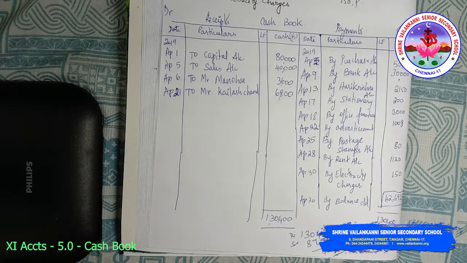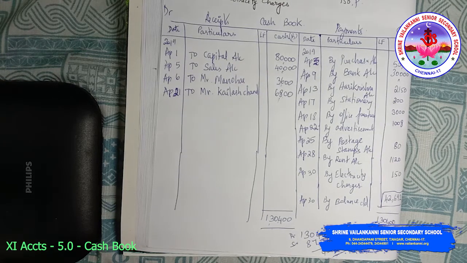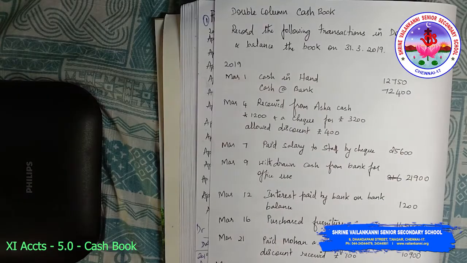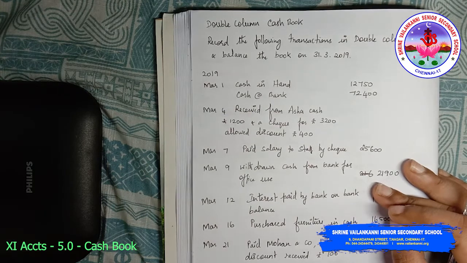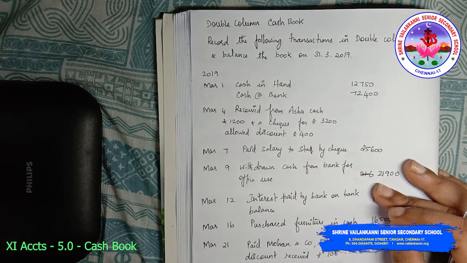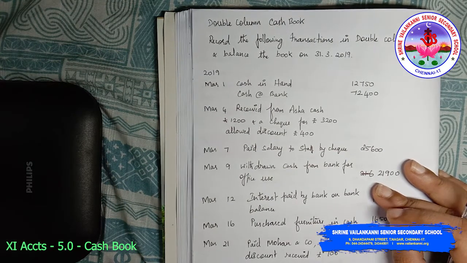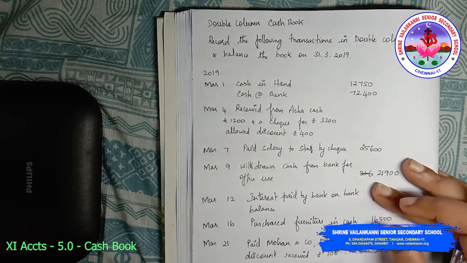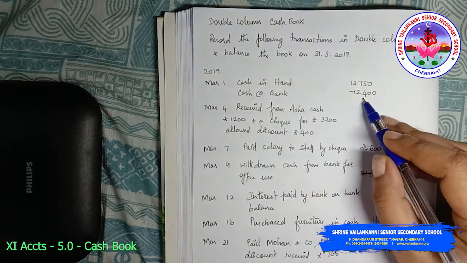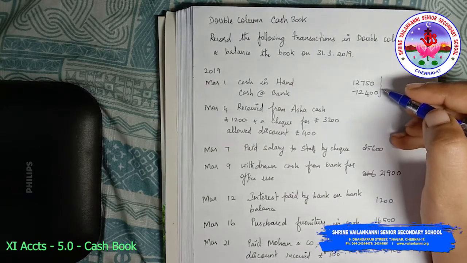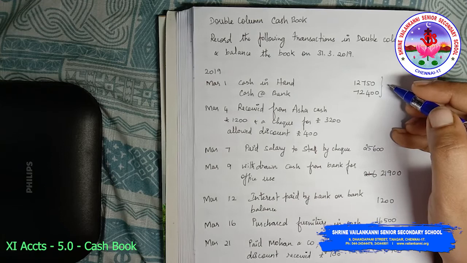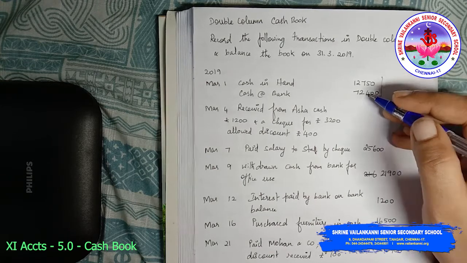The next problem we are going to look into is the double column cash book. Record the following transactions in the double column cash book and balance the book on 31/3/2019. 2019 April 1, cash in hand 12,250, cash at bank 72,400. This will be the opening balance. On the debit side you are supposed to write to balance brought down, cash and bank.